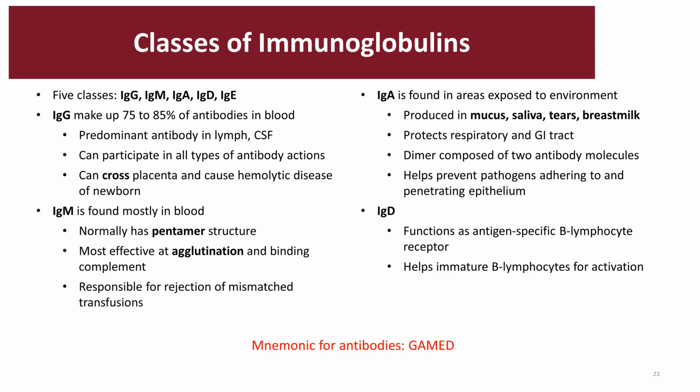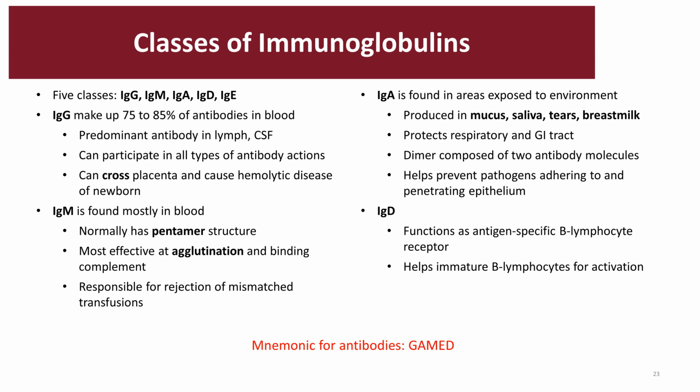The classes of immunoglobulins. There are 5 subclasses of antibodies. They're called the IgG, IgM, IgA, IgD, and IgE, also known as GAMED, G-A-M-E-D. The first class is called the IgGs. These guys make up about 75 to 85% of all of the antibodies found inside your lymph, cerebral spinal fluid, serous fluid, peritoneal fluid, and this one does have the ability to cross the placenta.